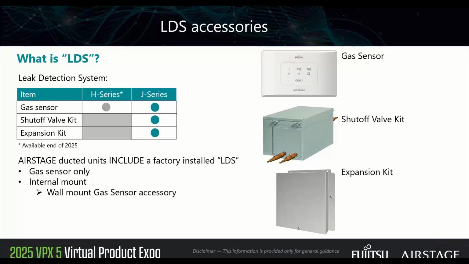So when we say LDS, what exactly does that mean? It means leak detection system or refrigerant detection system. As you can see there, under the J series column, we have 3 components that are available today: a wall mount gas sensor, a shutoff valve kit, and an expansion kit. Now, as Leonard had mentioned, all air stage ducted units include a factory installed leak sensor, which is internal to the cabinet. However, this should not be confused with the gas sensor kit that is an accessory option.